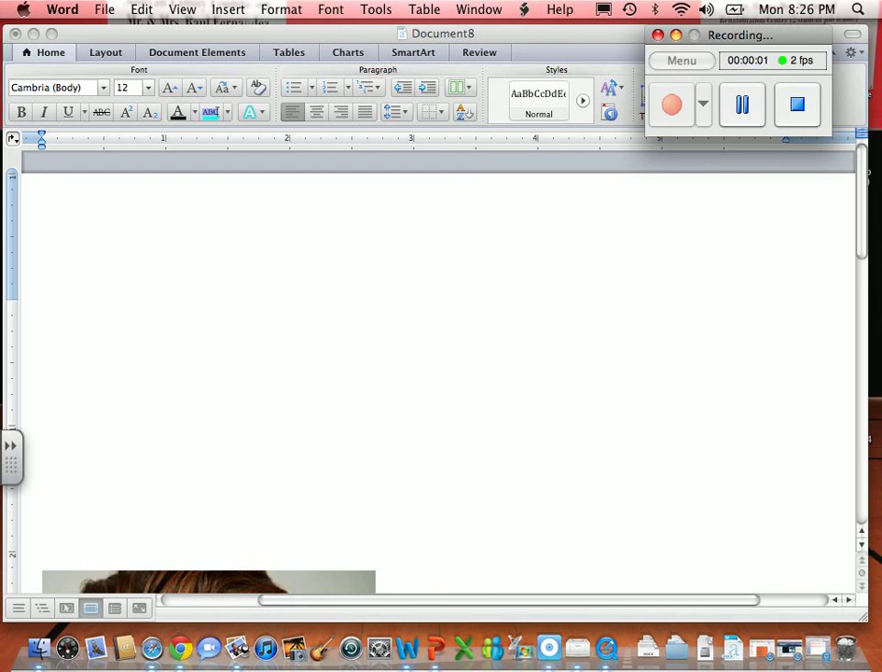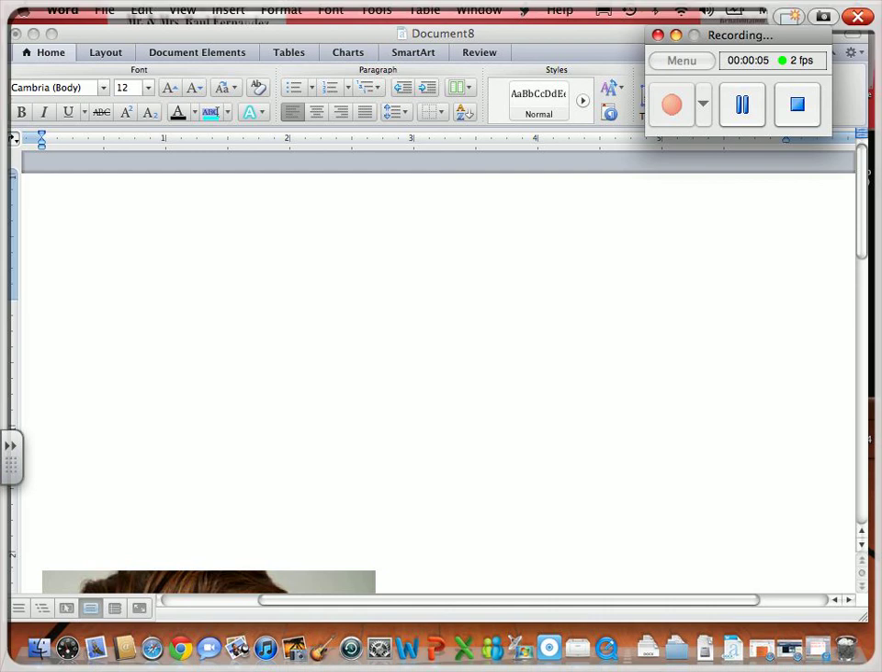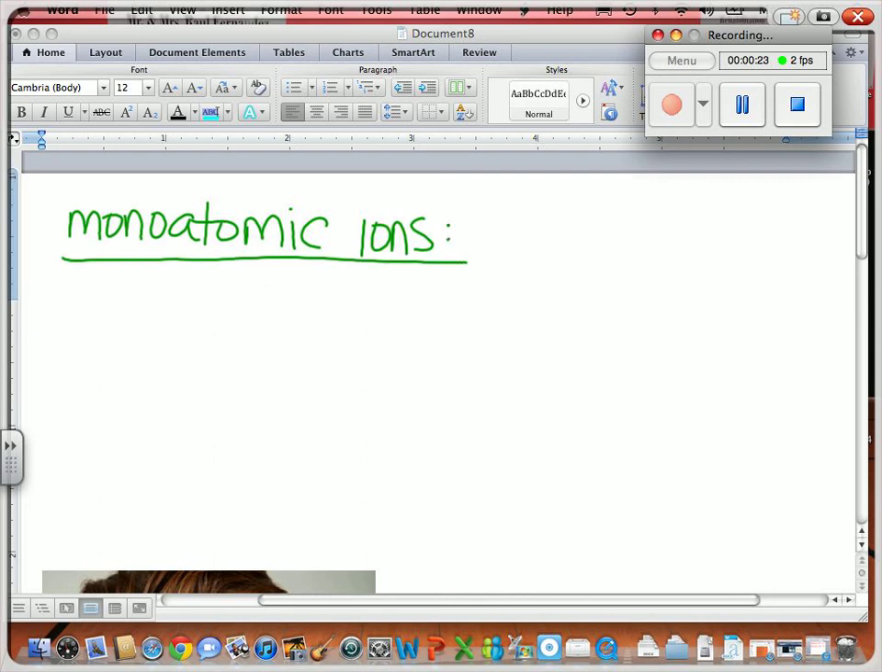Okay, in our first lecture, we are talking about the difference between a monoatomic ion and a polyatomic ion. Up until this point, the types of ions we've seen, atoms with charges, have been monoatomic. Mono meaning one. Monoatomic ions. So for example, the ones we've seen so far are ones like Na+1 or Cl-1. Okay, a single atom that carries a charge.